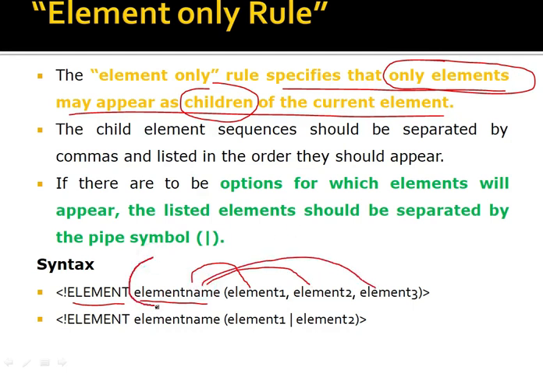Okay, this element will have only elements as children. That is why it is an element-only rule. So we can structure these XML elements with the help of a structure rule. And if you want element 1, 2 or 3 to be optional, you need to use a pipe symbol. So if you want this element or this element to be optional, you can use a pipe symbol. So this is the element rule only.